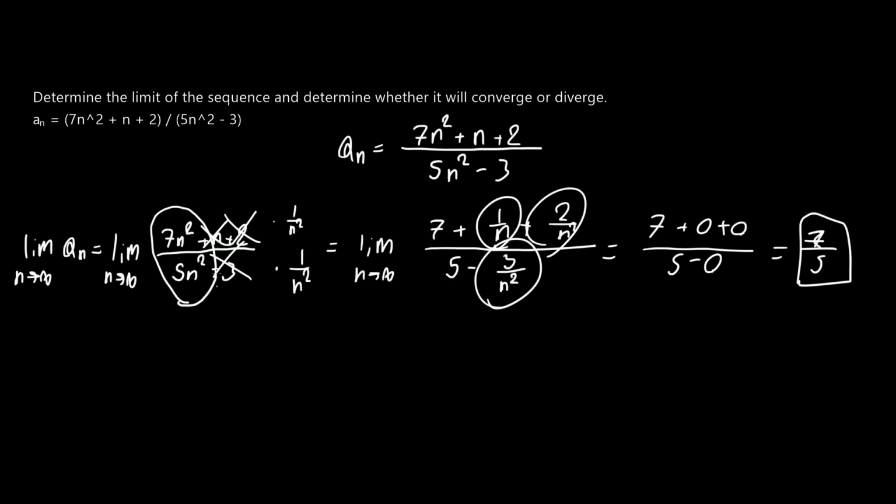But if you forget that little trick, then you can always just fall back to solving it the normal way. Just multiply both sides of the equation by 1 over whatever the variable with the highest degree is on the bottom, on the denominator. And if you follow that, you will get the same answer at the end. But once again, we can say that this sequence here will be converging to 7 over 5. And that's the answer for this question.